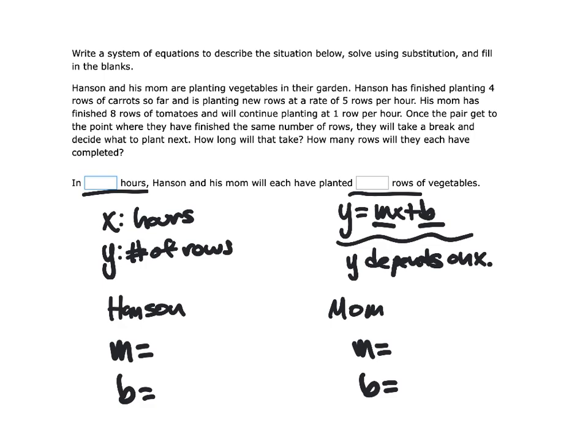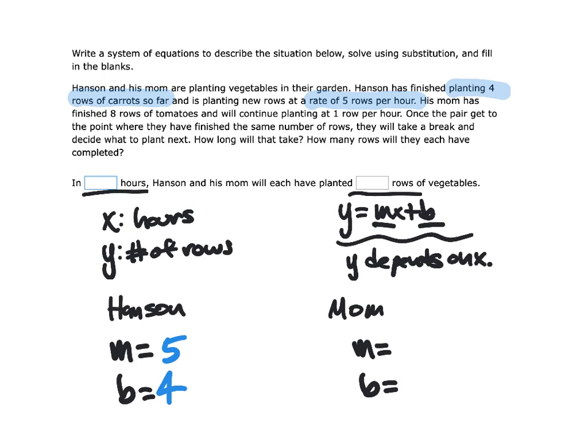This one's a little bit different than what we just had. It says that Hanson has finished planting 4 rows of carrots so far. So that's what Hanson is currently starting with: 4 rows. And he can plant rows at a rate of 5 rows per hour. Again, per. So those 2 pieces of information are super important, and those words help you determine which one you're starting with and which one's your rate of change.